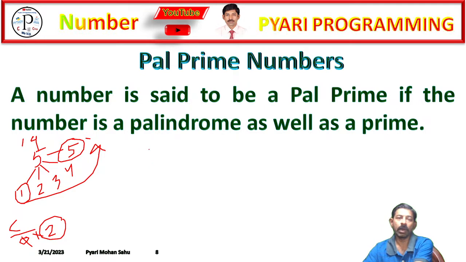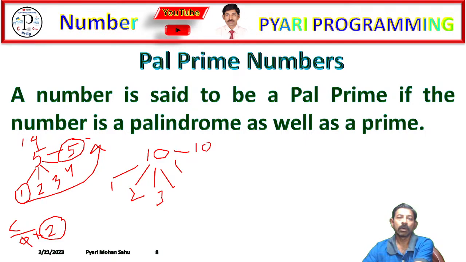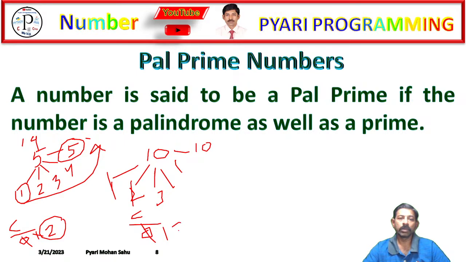Now let's take one more example. Suppose I am taking a number called 10. Number is 10. So what I am going to do, I will divide it by 1, then 2, then 3, then 4. Like this, I will move up to 10. Now counter is initially 0. Divisible by 1, so counter is 1. Divisible by 2, so counter is 2. Divisible by 3, false. Divisible by 4, false. 5, divisible by 5, true.